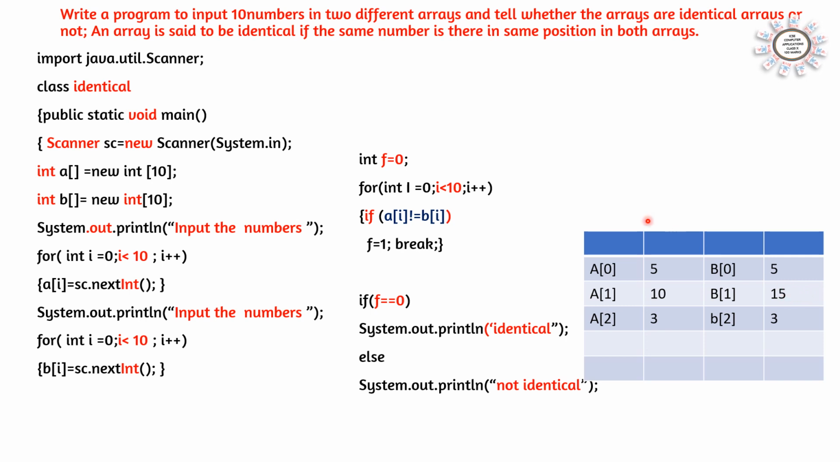So if the elements are the same, f will remain 0. If elements are not the same, f will become 1. And now if f is equal to 0, print out it is an identical array, otherwise not an identical array. So this way we can find whether two arrays are identical to each other or not.